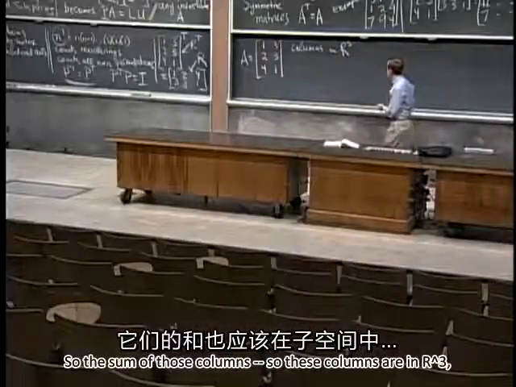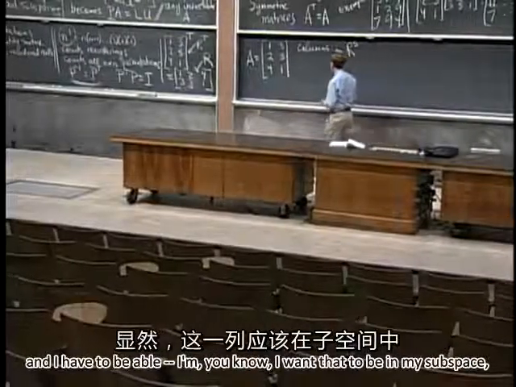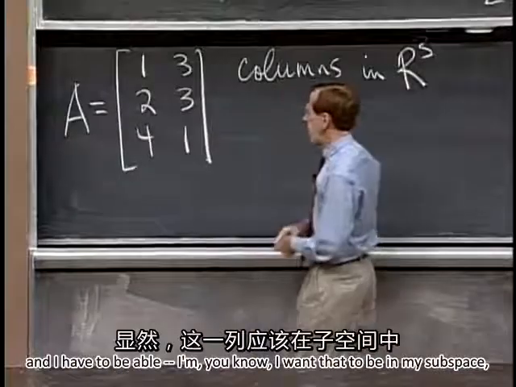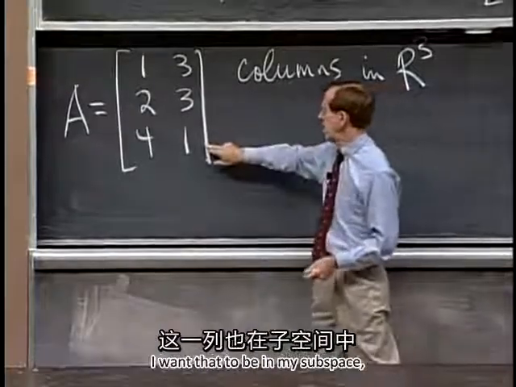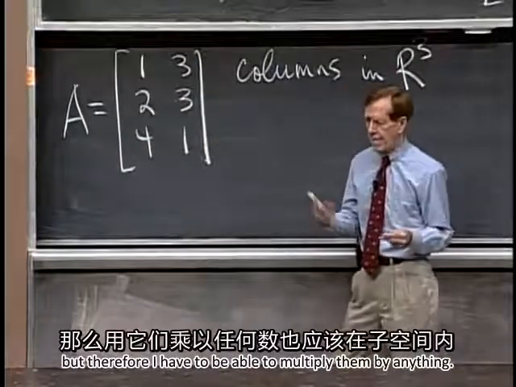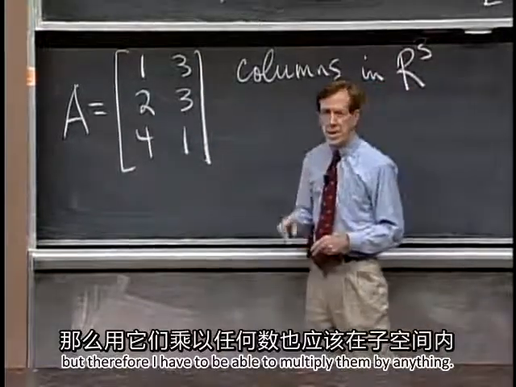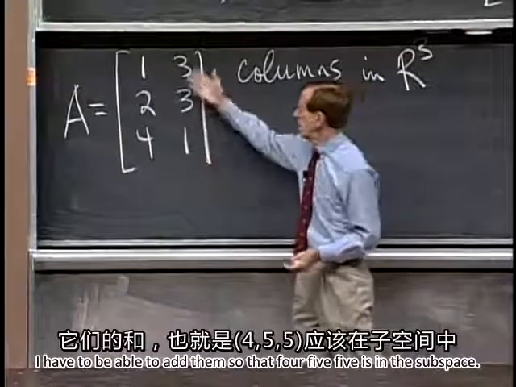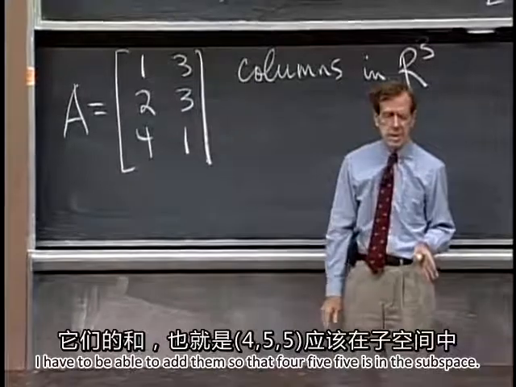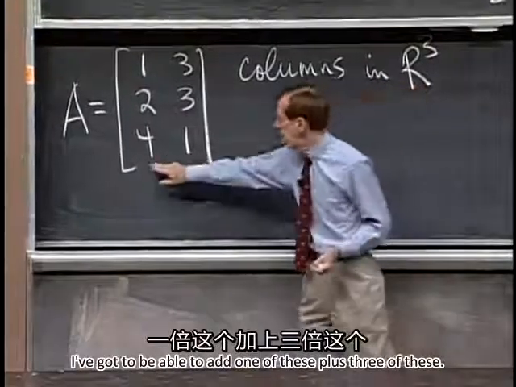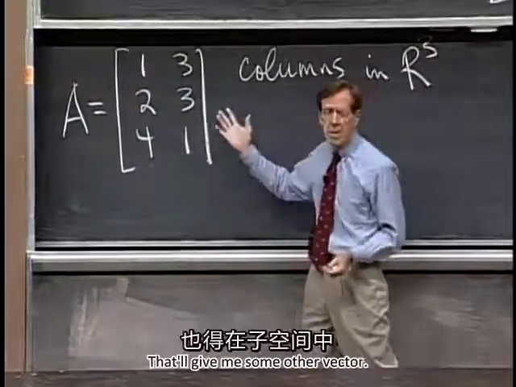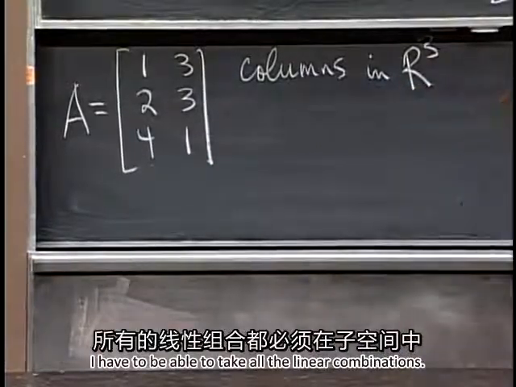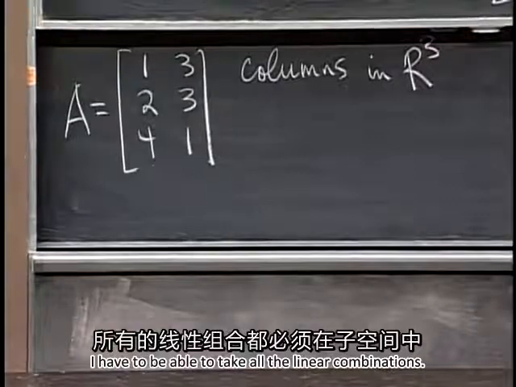So these columns are in R3, and I want those to be in my subspace, but therefore, I have to be able to multiply them by anything. 0, 0, 0 has got to be in my subspace. I have to be able to add them so that 4, 5, 5 is in the subspace. I've got to be able to add one of these plus 3 of these. That'll give me some other vector. I have to be able to take all the linear combinations.